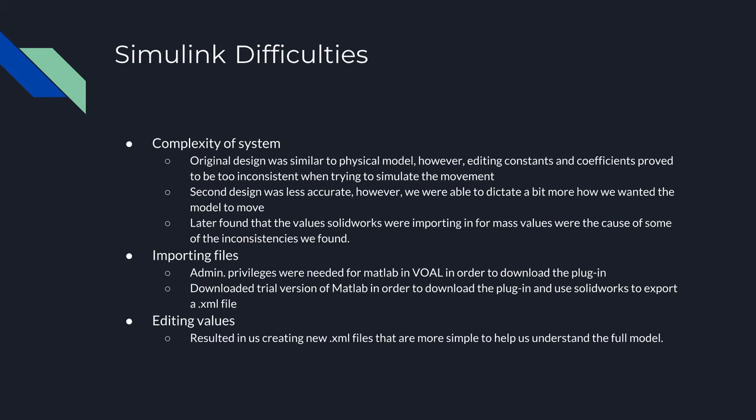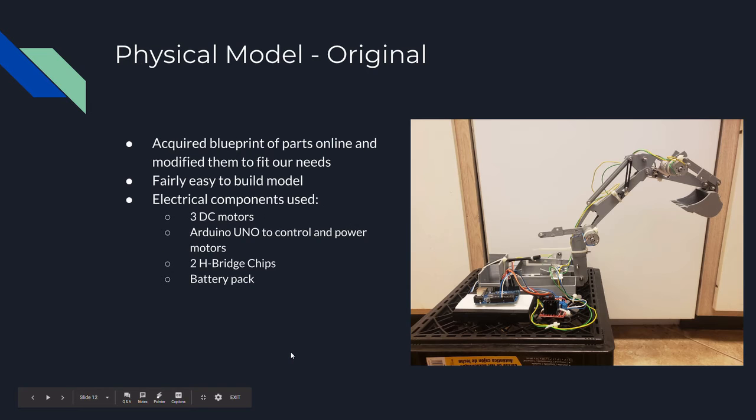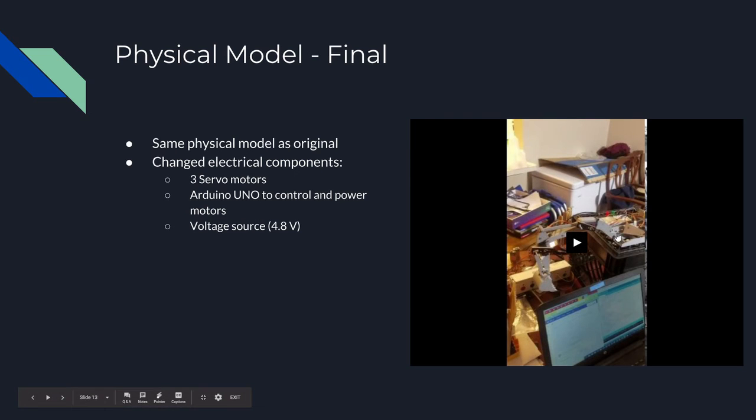So we had a few issues with Simulink. Primarily it was with the complexity of the model and with the creation of XML files. Other than that, we haven't had any new issues since what we reported to you before. So for the physical model, this again is the original one with the DC motors, the Arduino Uno, the H-bridges, and the battery pack. As we discussed before, the motors weren't powerful enough, so we moved on to what is now the final design.